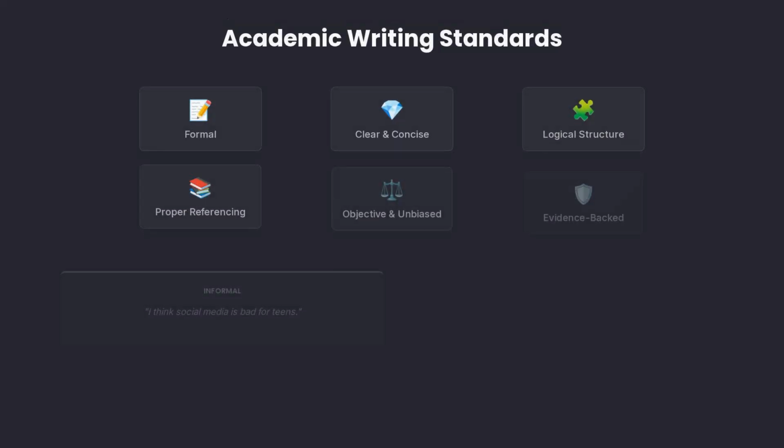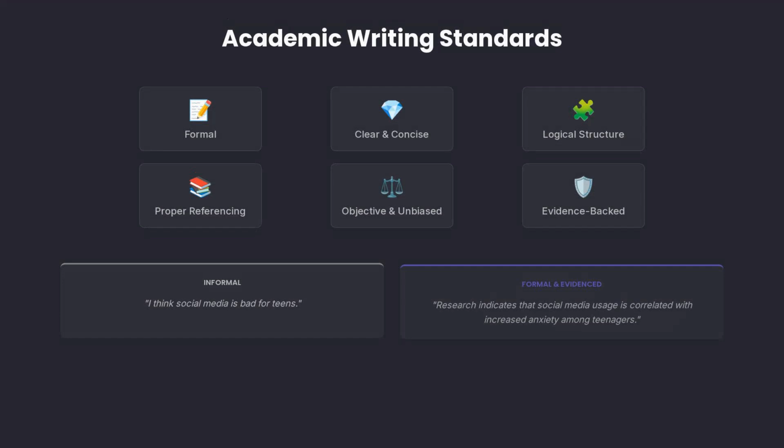Academic writing is formal, clear, and concise. It requires a logical structure, appropriate referencing, and a tone that remains objective and unbiased. Your argument should be backed by evidence, and your writing should avoid colloquialisms and personal opinions.